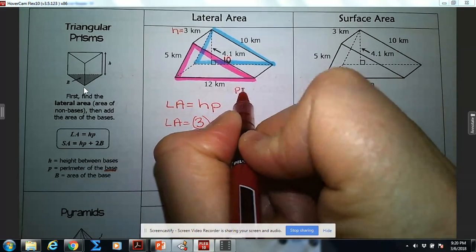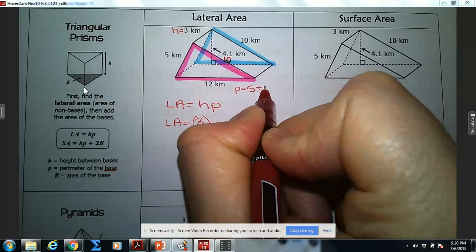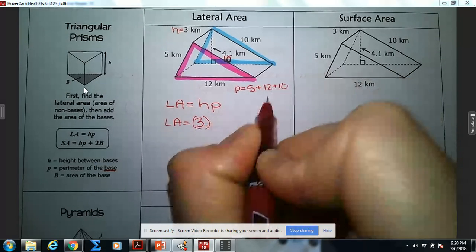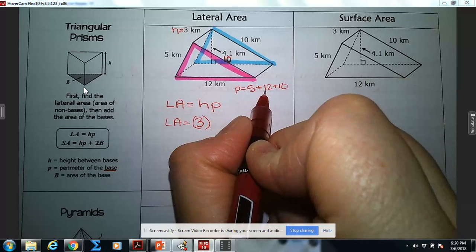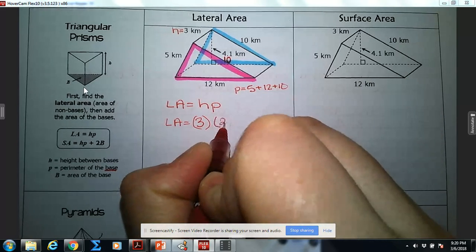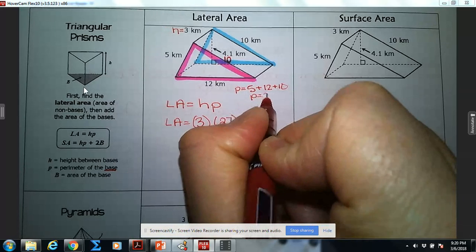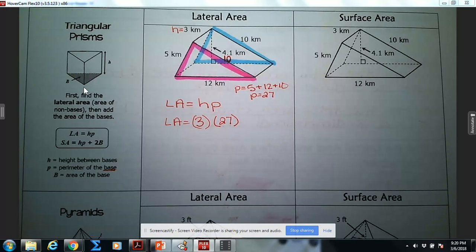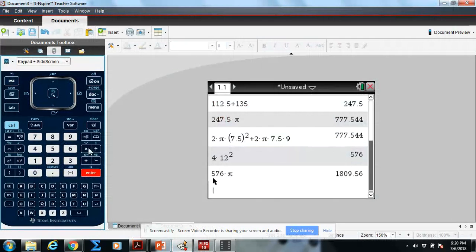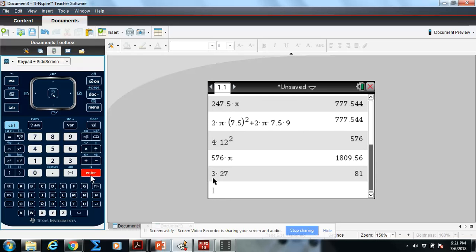So the perimeter is whatever 5 plus 10 plus 12 is. Let's write that up here to the side note. The perimeter is adding all the lengths of the side together. Well, 5 plus 12 is 17, and 17 plus 10 is 27. So the perimeter value that I'm plugging in is 27. So based on your SOL formula sheet, your lateral area formula is the height between the bases times the perimeter of the bases. So I've got 3 times 27. 3 times 27 is 81.